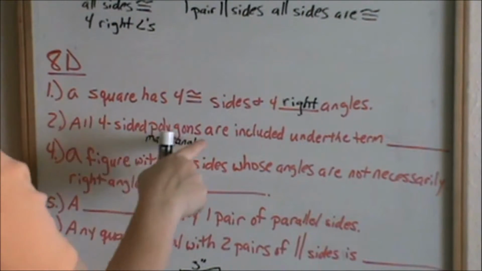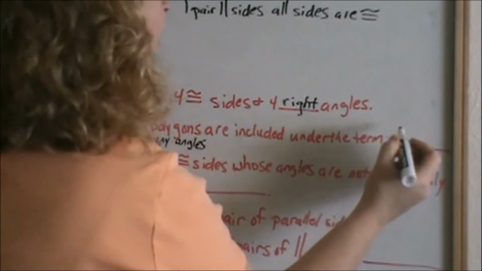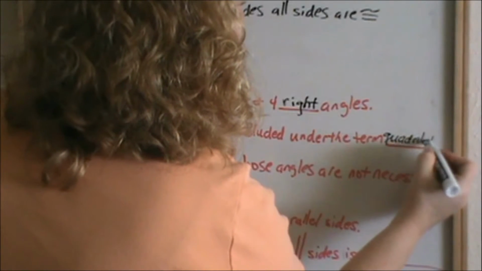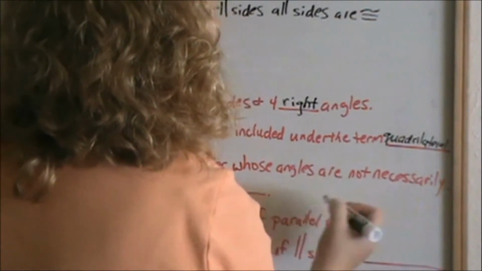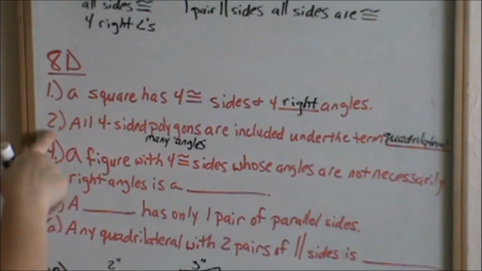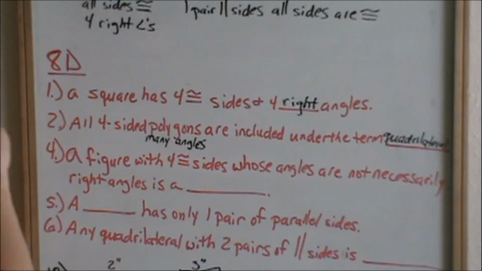So all 4-sided figures are included under the term quadrilateral. Any 4-sided figure is called a quadrilateral. And all these figures have 4 angles. I'm skipping number 3 because you should be able to answer number 3 after doing number 1.